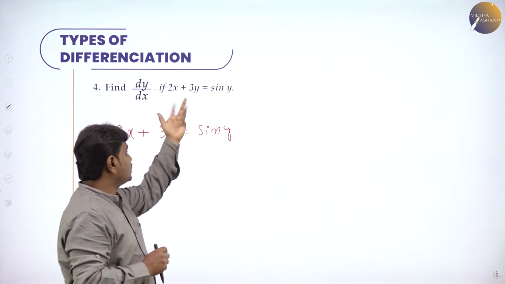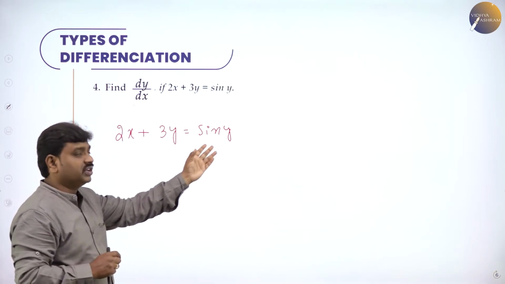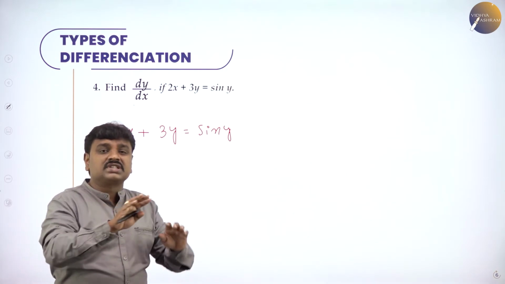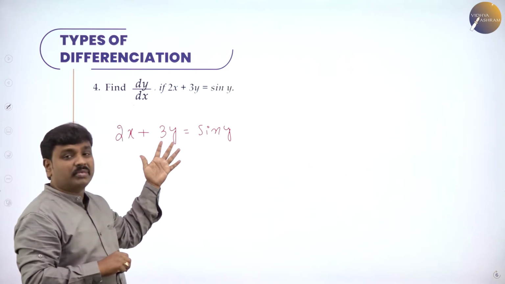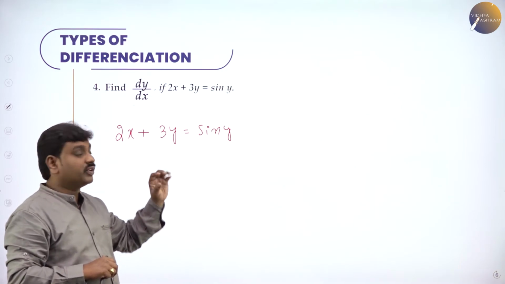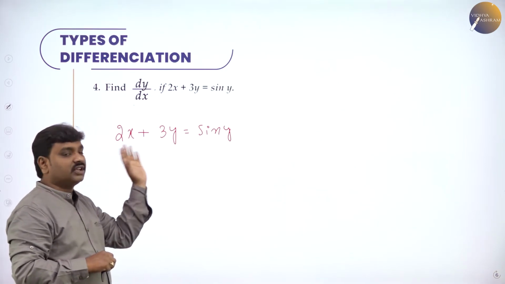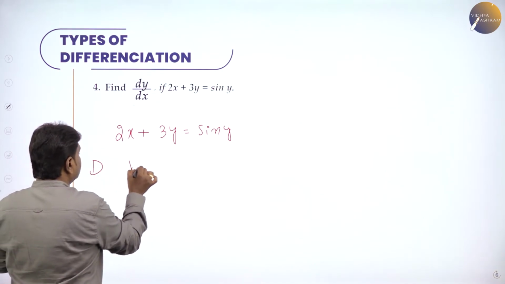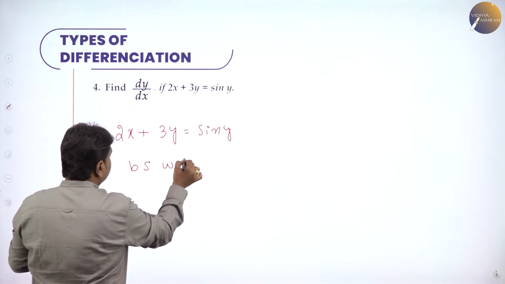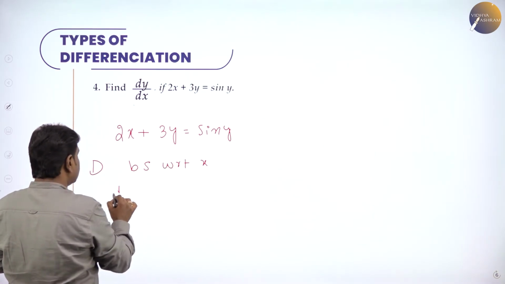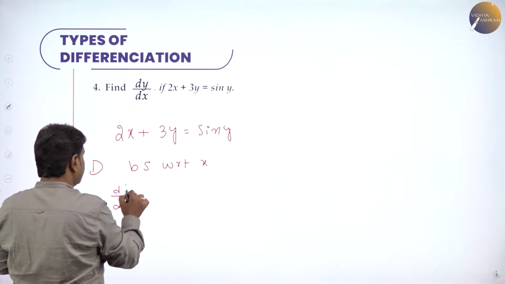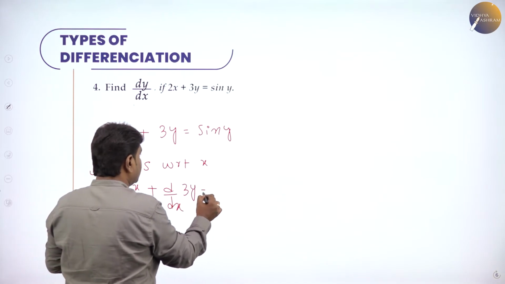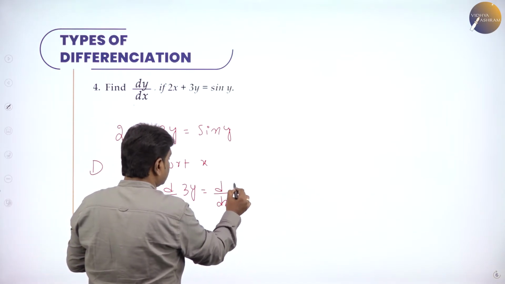When you observe, y is not separated. So therefore this is implicit. What is an implicit function? A function in which y is not in f of x form. It is not in y is equal to f of x form. Y is not separated. So 2x plus 3y is equal to sin y is implicit. If it is implicit, what should you do? Differentiate both sides with respect to x. Then it will become d by dx of the first term 2x plus d by dx of 3y is equal to d by dx of sin y.